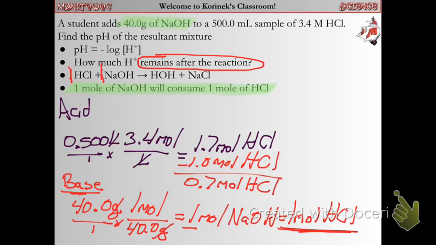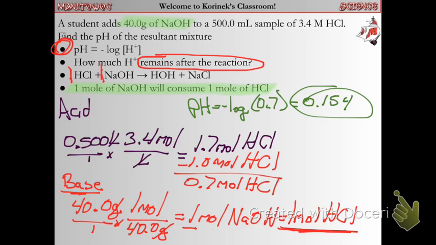Now we can insert that value into the original equation that we felt we needed to use to solve this problem. So the pH is going to equal the negative log of 0.7. And I did that on my calculator, and that's going to come out to 0.154. So that's how we combine a pH and stoichiometry problem.